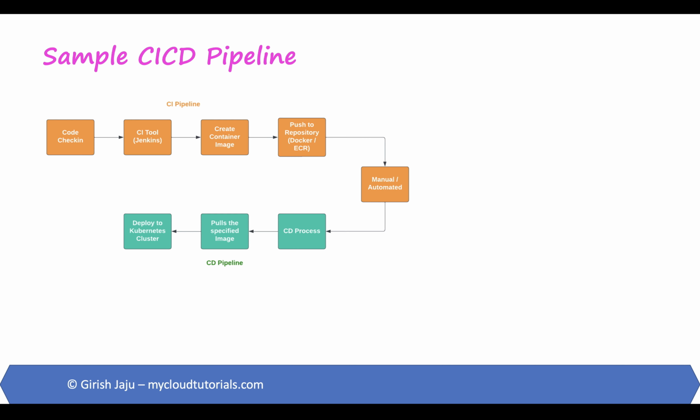Let's discuss a simple CI/CD pipeline for a containerized application. Your developer checks in the code. A CI tool like Jenkins picks up the change, compiles the code, runs the unit tests, etc., and then creates an image based on that code. And at the end of the CI pipeline, it pushes the image to a container registry, whether it's Docker Hub or a private container registry like ECR on Amazon, etc.